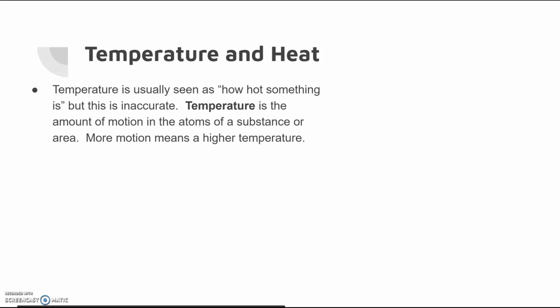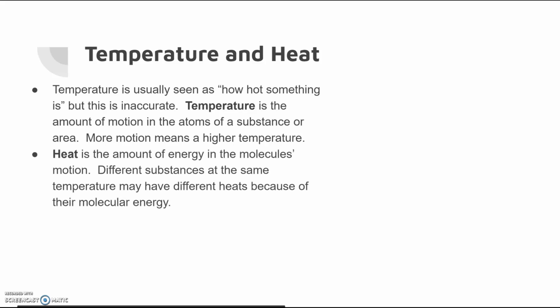So when you think of temperature, you most likely think of how hot or how cold something is. This is actually inaccurate. Temperature is the amount of motion in the atoms of a substance or an area. More motion of those atoms means a higher temperature. Heat is the amount of energy in the molecule's motion. Different substances at the same temperature may have different heats because of their molecular energy.